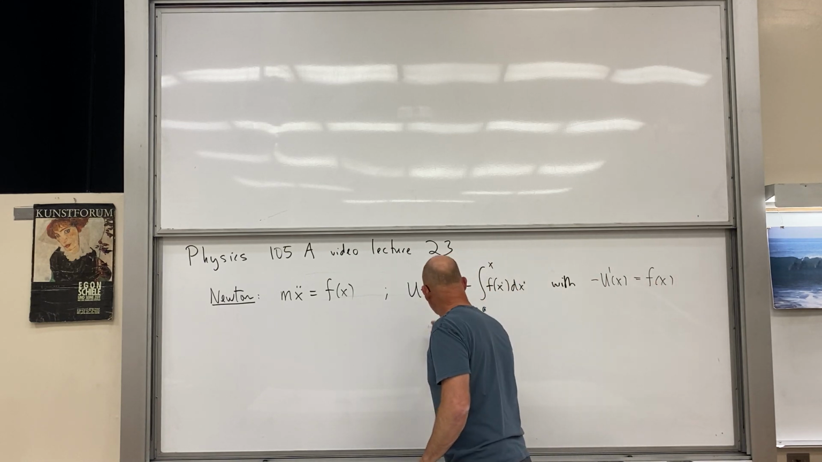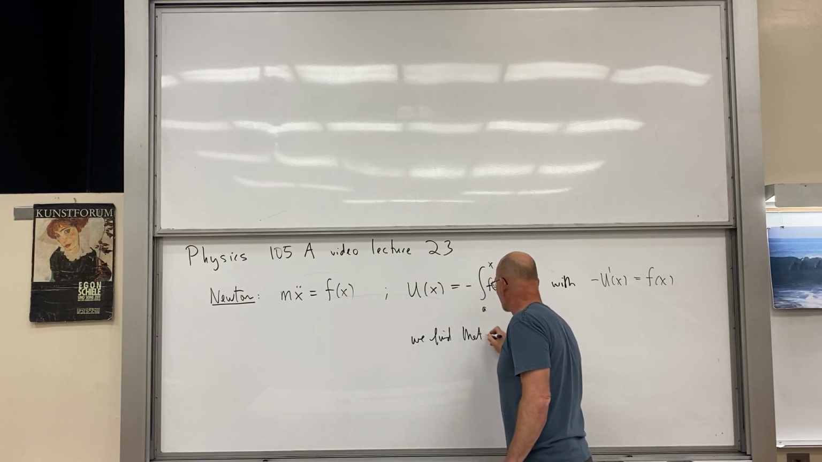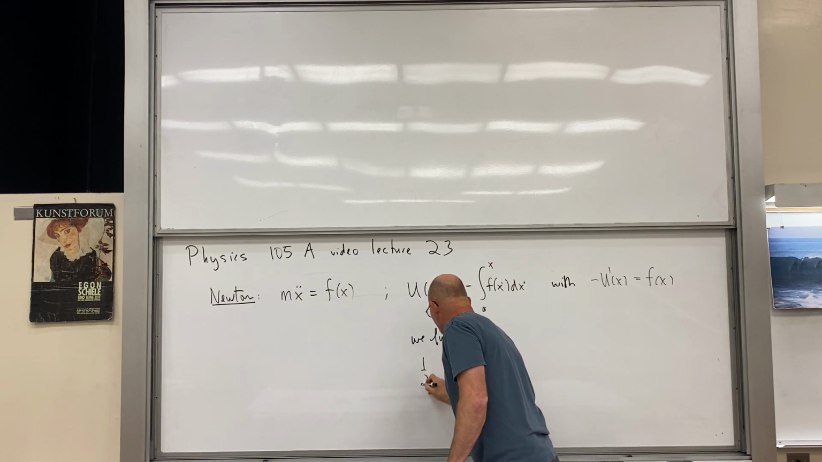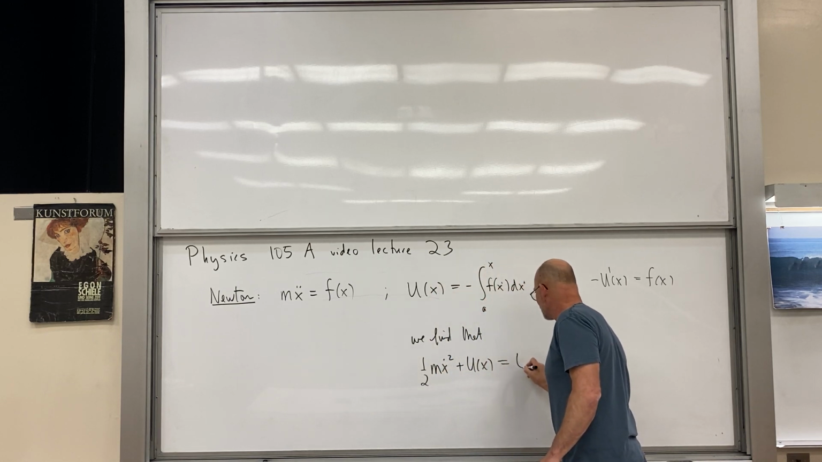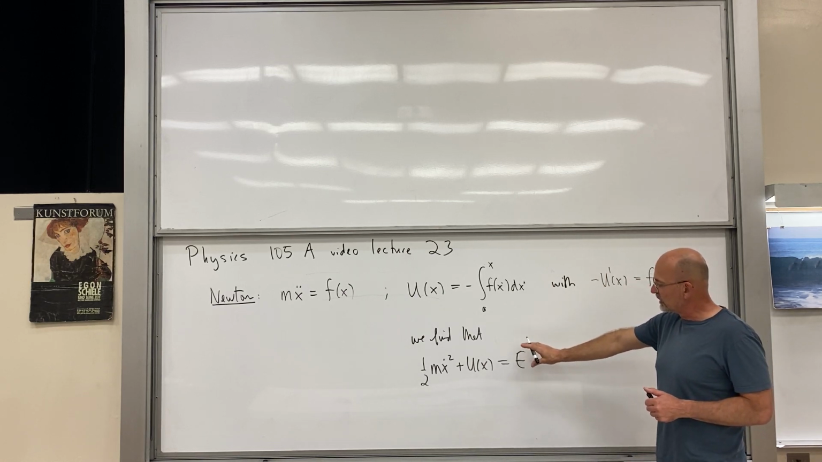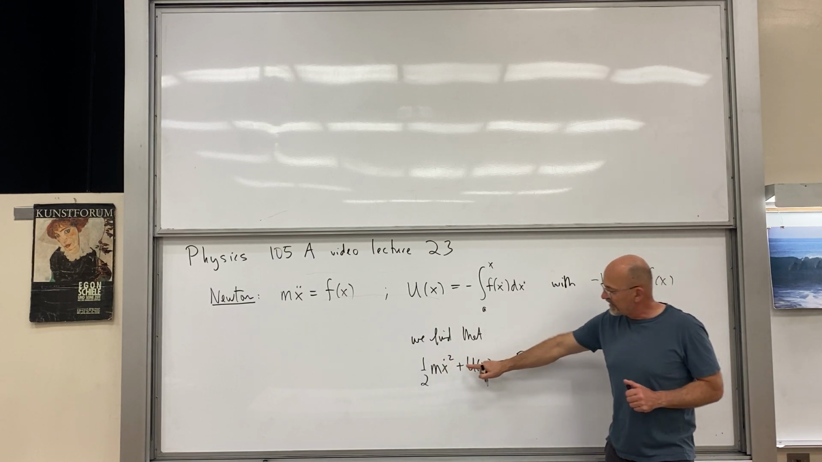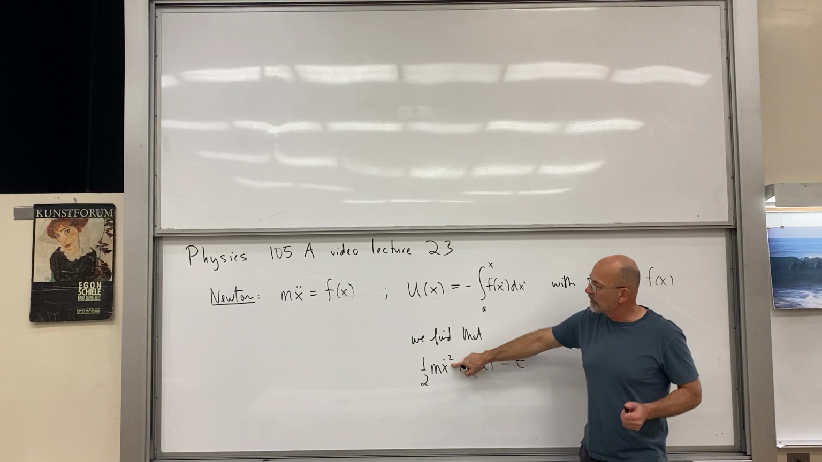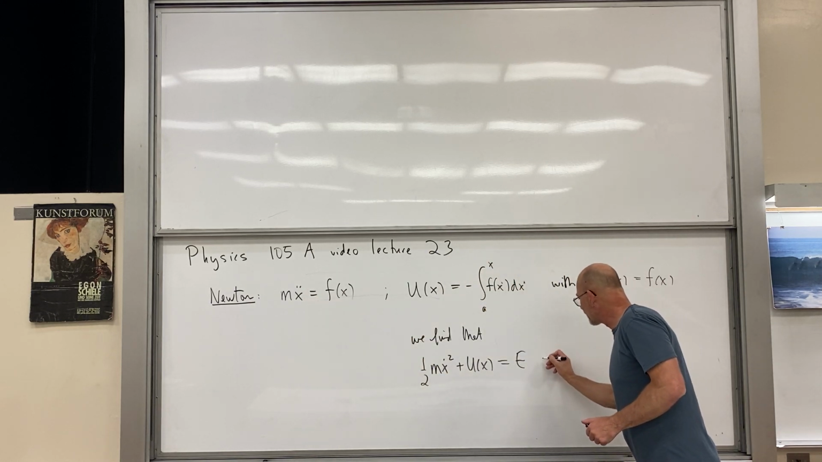But what we did when we discovered this property here, we found that 1/2 m x dot squared plus u of x is equal to the constant energy, and we use that to learn how to solve, in principle, this differential equation, because after all, this is now a first order differential equation. We started with a second order differential equation. Okay, so I'll say then what happens.